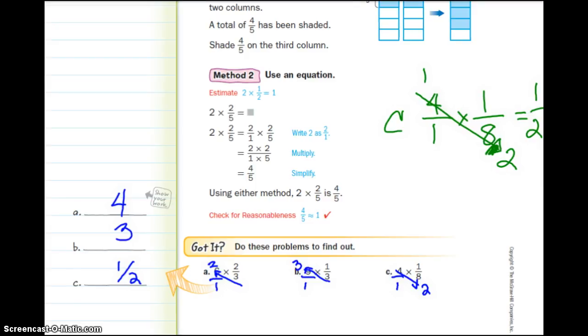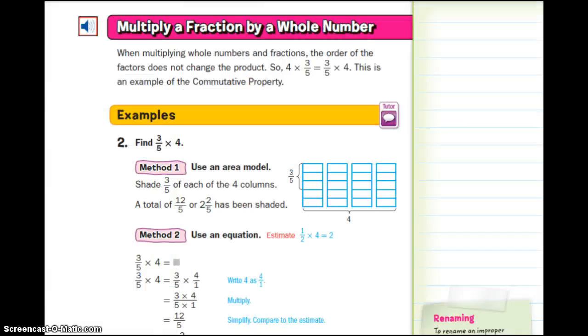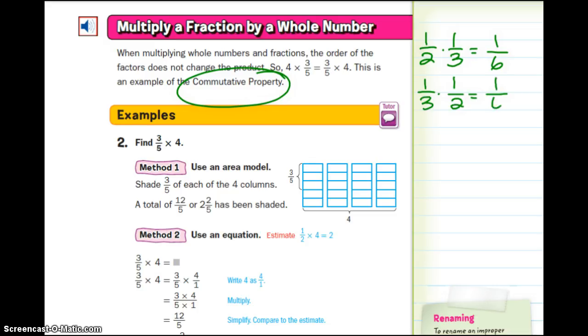All right, turn the page. So again, let's talk about the commutative property. If I switch 1/2 times 1/3, I get 1/6. If I go 1/3 times 1/2, look, I still get 1/6. So what we're saying is order is not important. Same thing goes for addition. Now let's look at the problems.